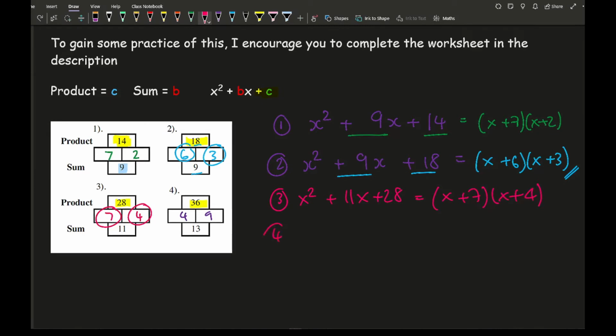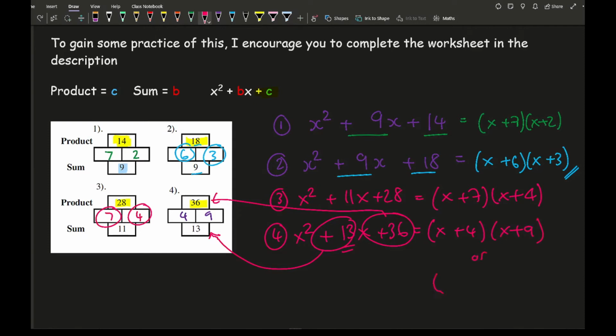And then finally with question 4, the question was x squared plus 13x plus 36. Again, this number comes from that box there, and that number comes from that number there. And so here my two numbers are going to be x plus 4, x plus 9, or again you can write it as x plus 9, x plus 4. They're both going to be absolutely correct. There's going to be no question about that.